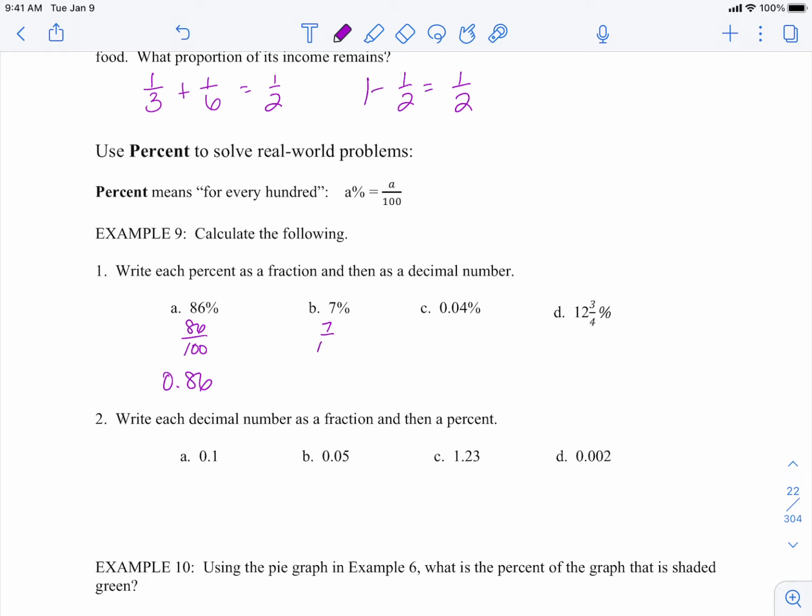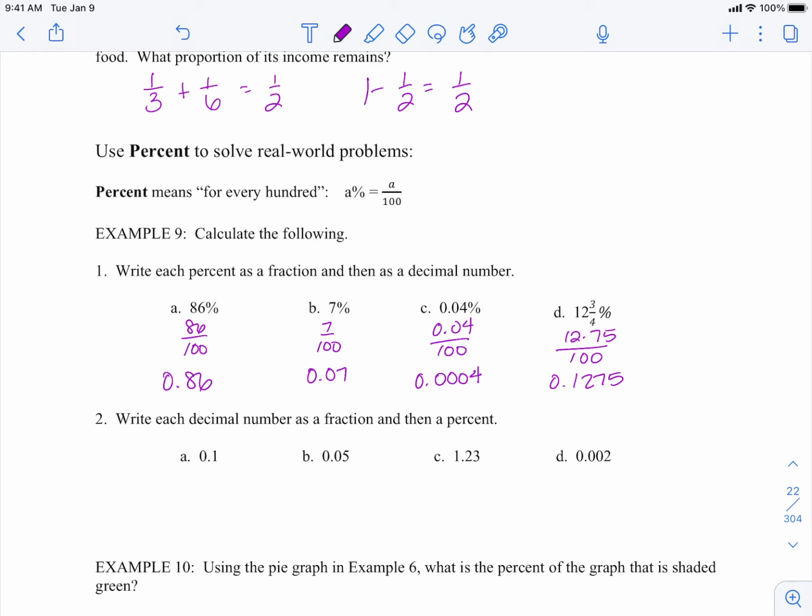7%, I have 7 over 100 or 0.07. 0.04% is 0.04 over 100 or 0.0004. 12 3/4%, this is 12.75 over 100, which is 0.1275.